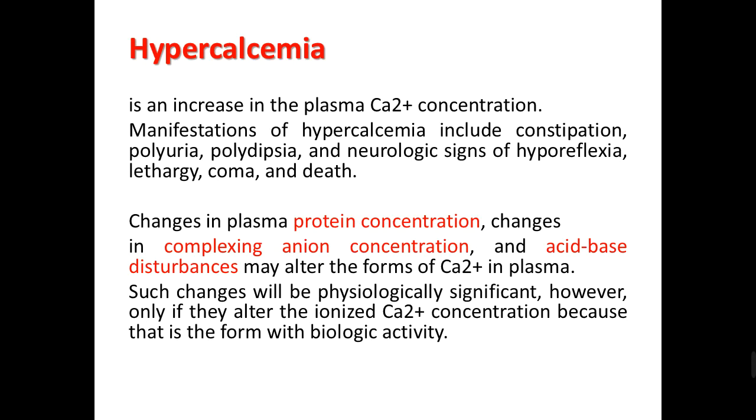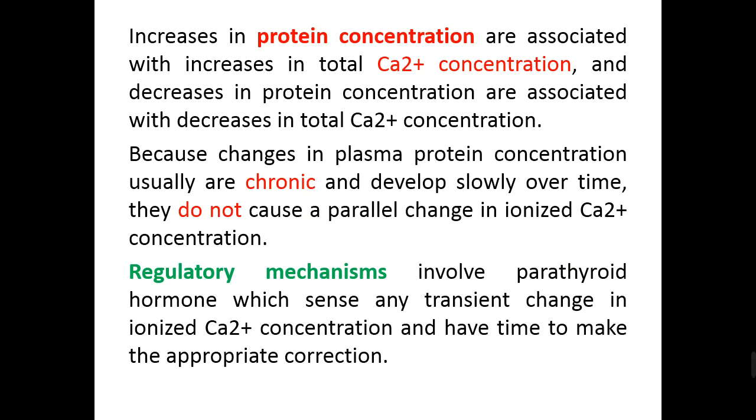When these factors, including proteins, anion concentration, and acid-base balance, change the biologically active form of calcium, which is called the ionized calcium, calcium balance will be altered. An increase in protein concentration is associated with an increase in total calcium concentration, and a decrease in protein concentration is associated with a decrease in total calcium concentration.